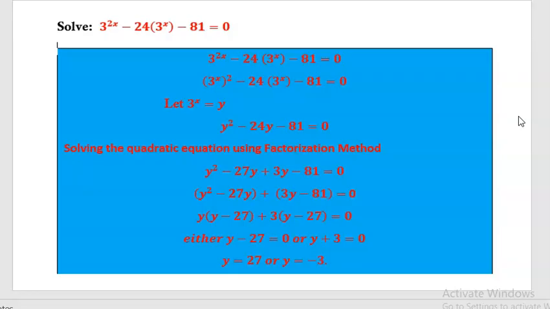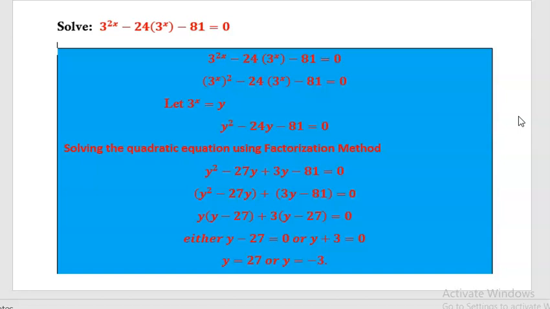You already know that we have 4 methods of solving quadratic equation. You can use factorization method, you can use graphical method, you can use completing the square method, you can use the quadratic equation formula that we call almighty formula. So here I'm going to try 2 methods. So let's first of all use factorization method, because that is the method almost every student would like to use first. So y squared minus 24y minus 81 equals 0.